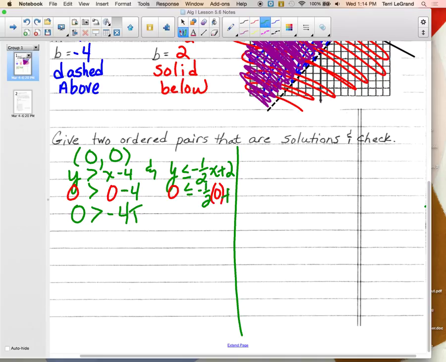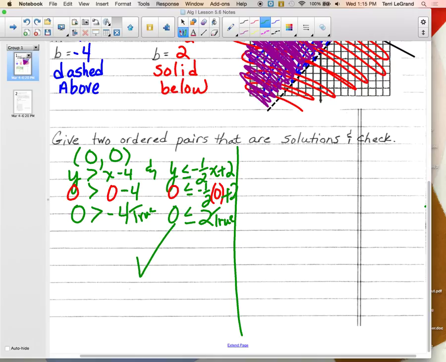Why'd you put a T there? It's true. Oh, for the word true. Okay. What does this one end up? 0 is less than or equal to, what's negative half of 0? 0. What's 0 plus 2? 2, okay? True or false statement? Is 0 less than 2? Okay, so we get another true statement. So we could say this one checks, right? Okay, 0, 0 checks out.